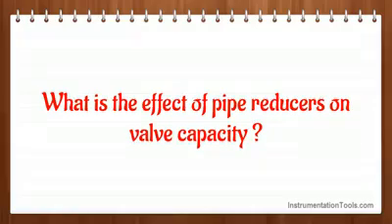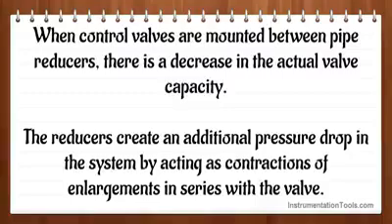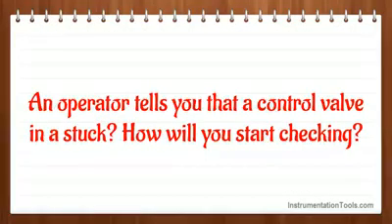What is the effect of pipe reducers on valve capacity? When control valves are mounted between pipe reducers, there is a decrease in the actual valve capacity. The reducers create an additional pressure drop in the system by acting as contractions or enlargements in series with the valve.